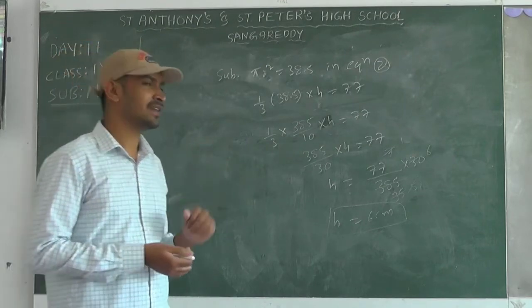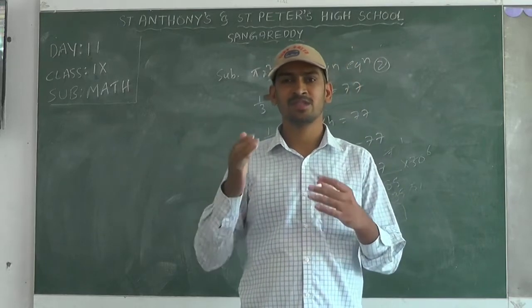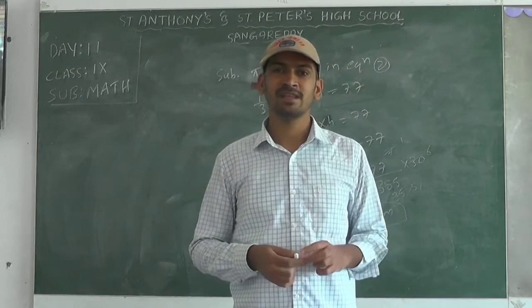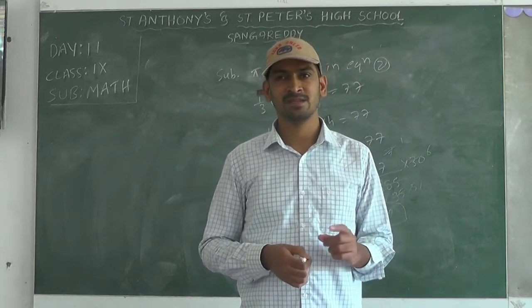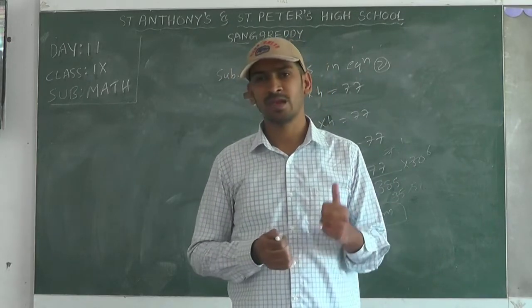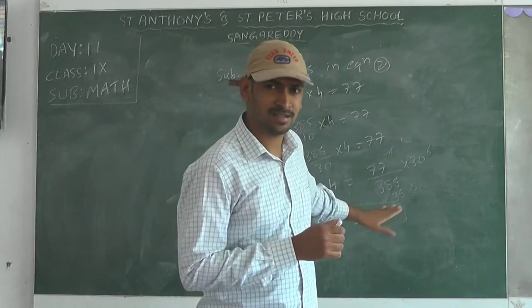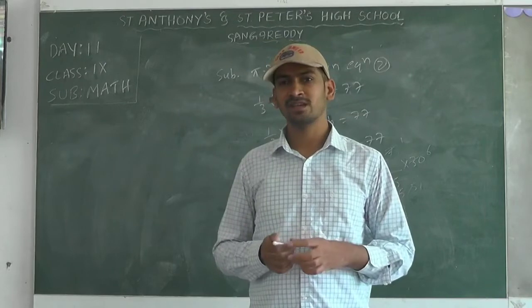Otherwise, this problem we can try in another way also. First, pi r square is equal to 38.5. If you simplify that equation, you will get the radius of the base. That same value, if you substitute in the second equation, you will get the height of the cone. You can try in two ways. Either by the direct method, this is the easiest way. You can go for that also.